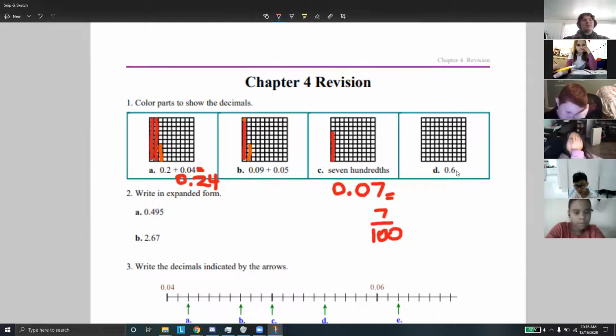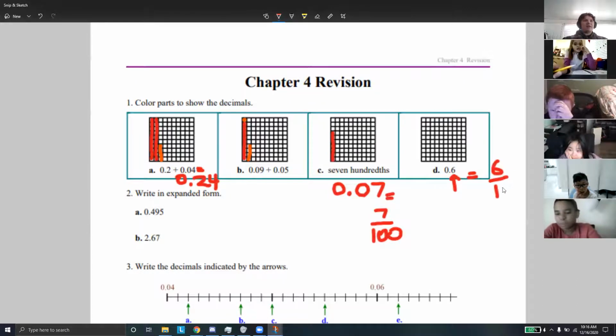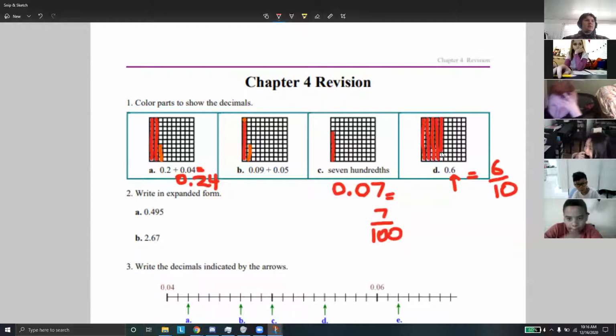Great. This one is 6/10. This is in the 10th place, and so it's equal to 6 out of 10. 6/10, the decimal is equal to the fraction 6 out of 10. So if we split into 10 equal columns, we'll fill in 6. 1 column, 2 columns, 3 columns, 4 columns, 5 columns, 6 columns.